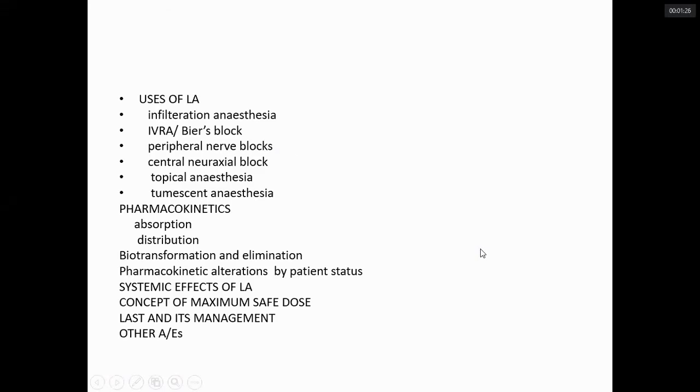Let's start today the second part of a lecture on local anesthesia. We'll be talking about uses of local anesthesia, pharmacokinetics, the systemic effects of local anesthesia, the concept of maximum safe dose, local anesthetic systemic toxicity and its management, and other adverse effects of local anesthesia.